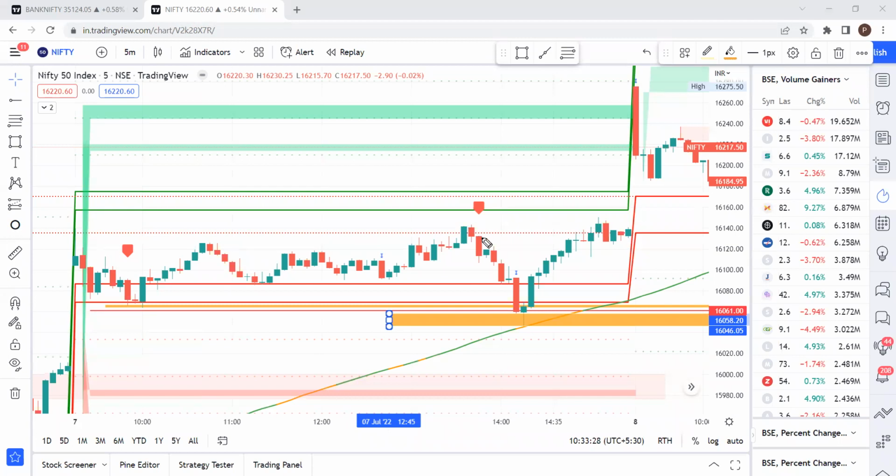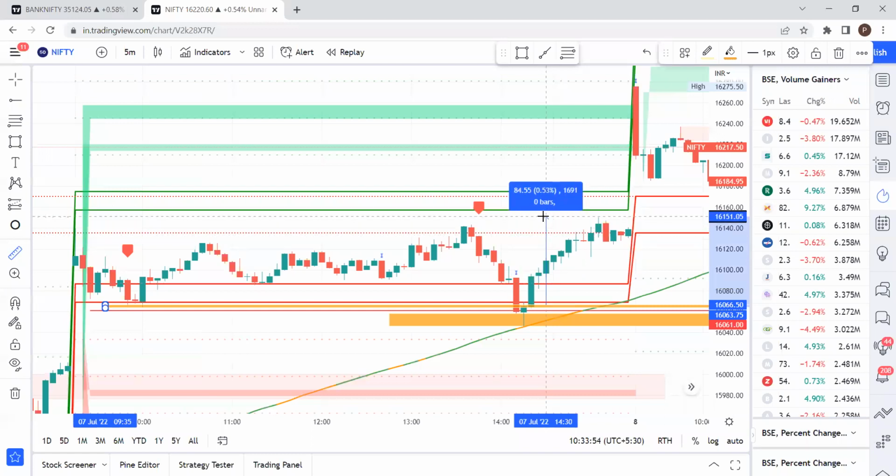And then coming down a bit, again it comes down and says that I want to fall down. Let it fall down. But in this case, it has made a reversal candle. So that means I need to mark this area again, and I have to take a trade. If I take a trade, I have a target from here. Let's see how much profit I would have got if I had taken a trade. My trade will be from here till here. It's 84 points. Is it not good?